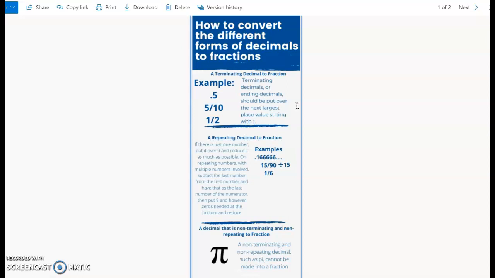So an example would be 0.5. And that would be 5 over 10, or half. And after putting it over the largest place value, starting with 1, then you would reduce it as much as possible, which would get you, in this case, to a half. And a repeating decimal to a fraction.